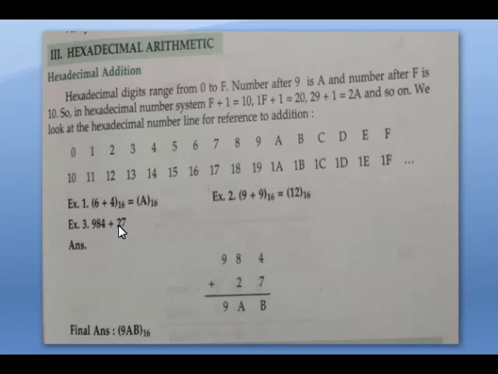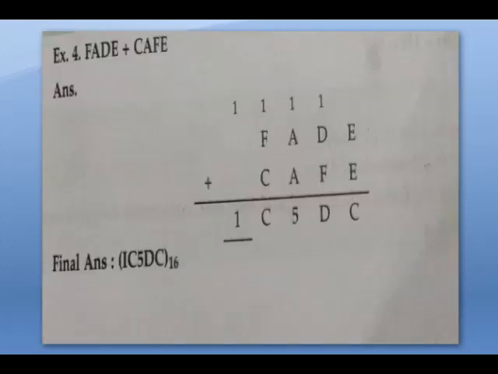Third example you see: 984 plus 27. So 7 plus 4 is 11. 11 means B. Okay, 8 plus 2 is 10. 10 means A. Then 9. So this is called hexadecimal addition. Okay, student. Next one is we are going to add these two hexadecimal numbers, FADE plus CAFE.